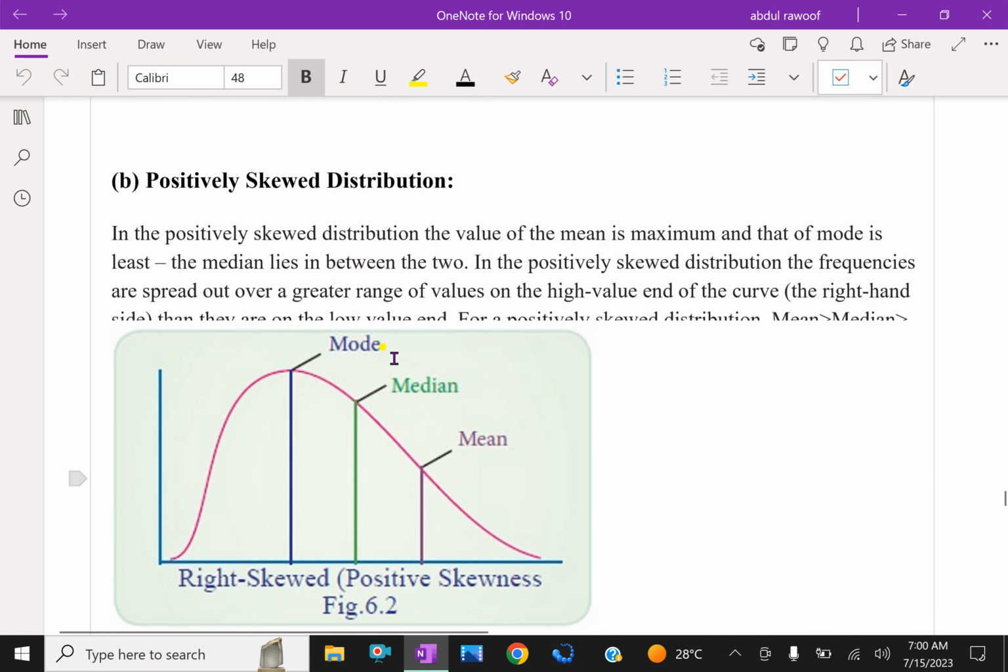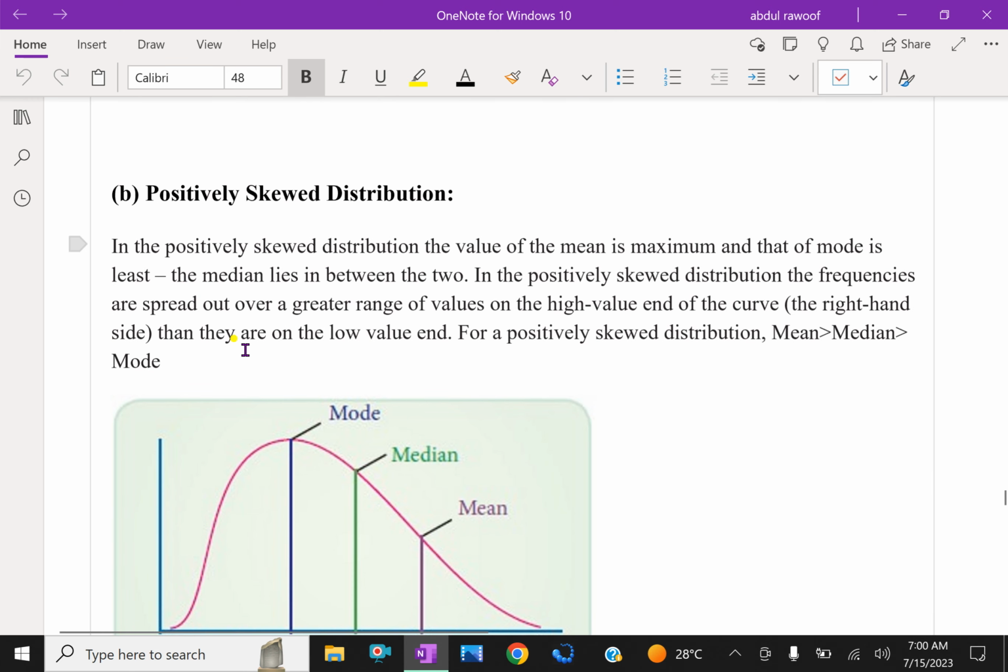Next one, positively skewed distribution. In the positively skewed distribution, the value of the mean is maximum and that of the mode is the least. The median lies in between the two. In the positively skewed distribution, the frequencies are spread out over a greater range of values on the high value end of the curve, the right hand side. This is the right hand side. Then they are at the low value end.